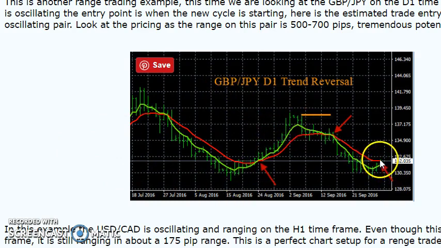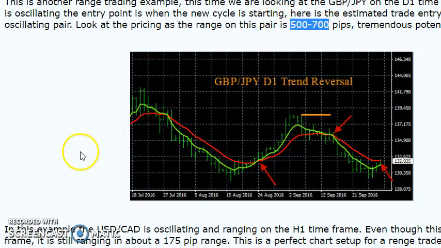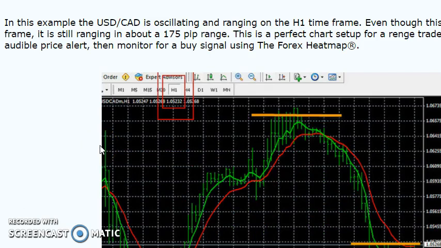So right now at this point in time, you need to start monitoring this pair with price alerts and the Forex heat map to look for British pound strength or yen weakness. And you're looking for an entry point. And from here to here is 500 pips. If it goes all the way back up to this resistance, it's 700 pips on one oscillation cycle. You can sell, buy, and just keep going, because the pair is ranging.